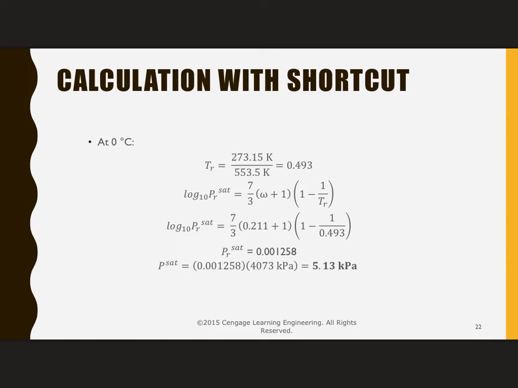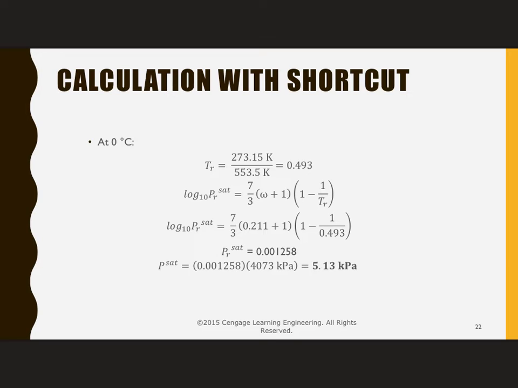If you do the shortcut technique at 0 degrees C, the first step is to calculate the reduced temperature. So 273.15 is our given temperature, critical temperature is 553.5. So the reduced temperature is 0.493. Log base 10 of the vapor pressure is 7/3 times omega plus 1. Omega is our eccentric factor of 0.211. And then all of that is multiplied by 1 minus 1 over TR. TR in this case is 0.493.